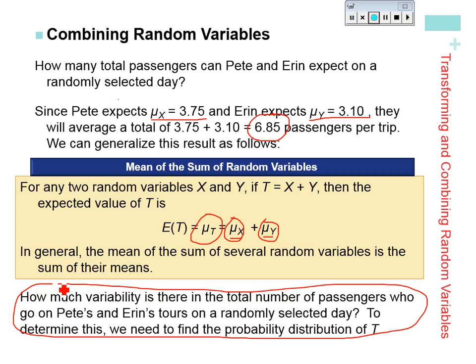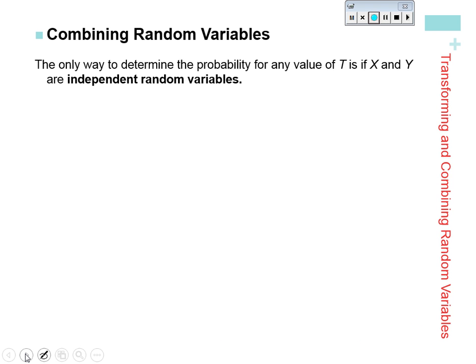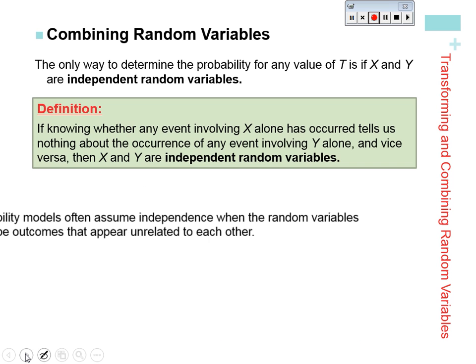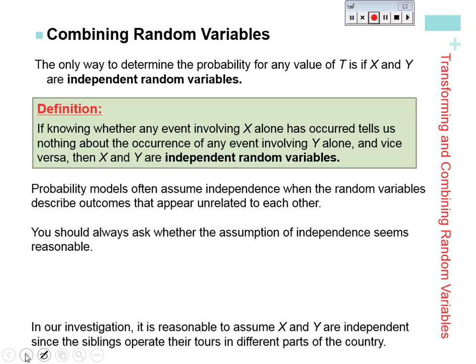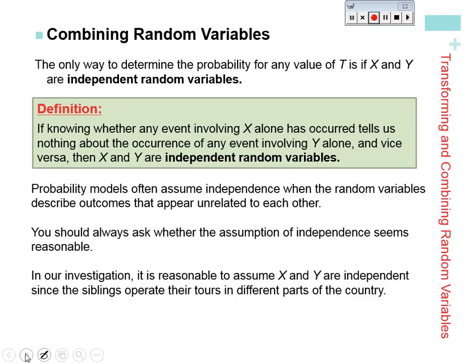So the question here says, how much variability is there in the total number of passengers who go on Pete and Aaron's tours on a randomly selected day? To determine this, we need to find the probability distribution of T. I'll show you in a minute what the probability distribution of T would be.